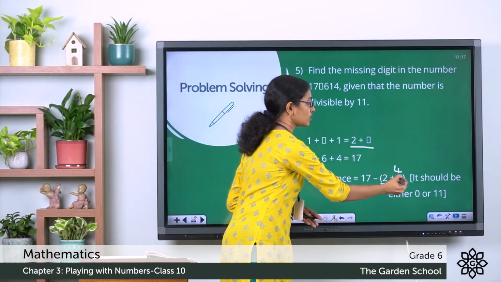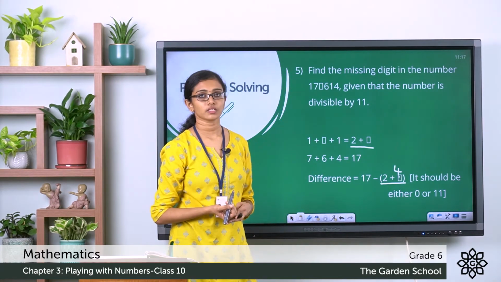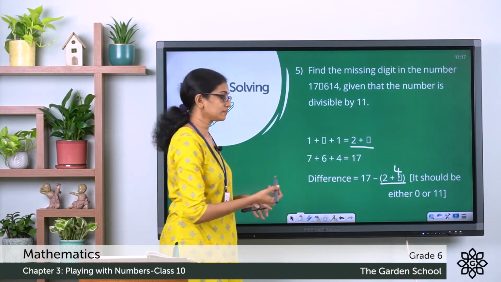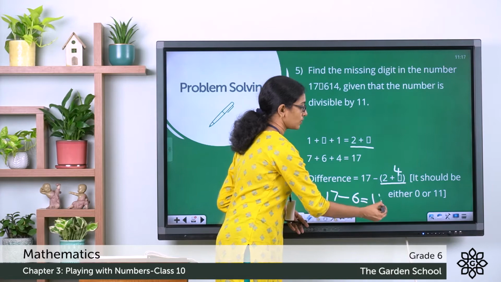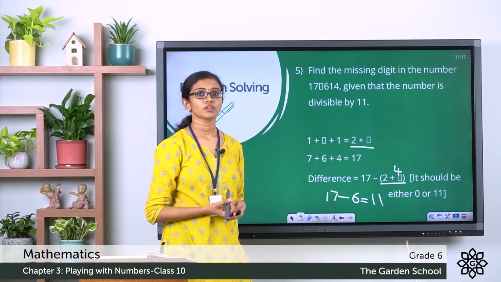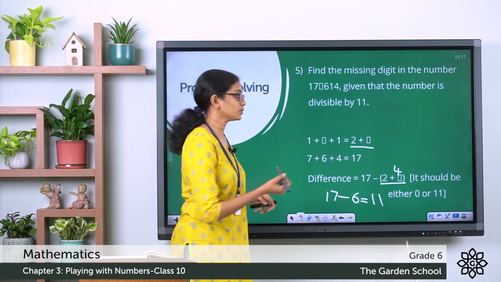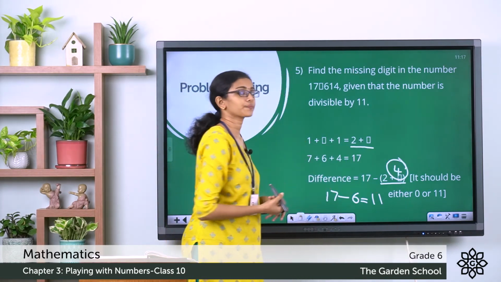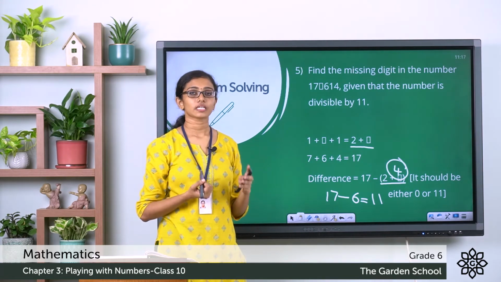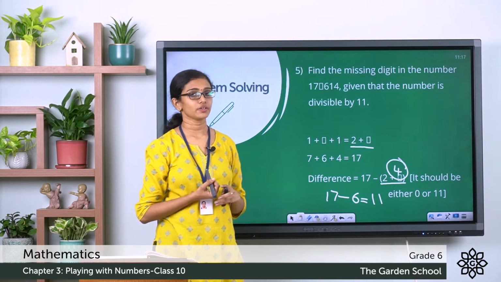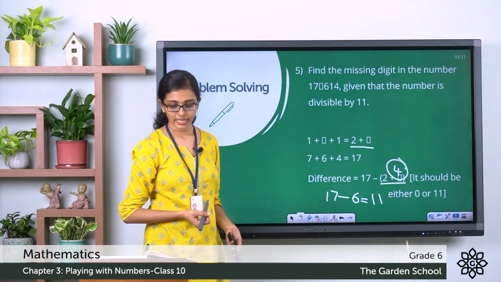If this is 4, then this sum becomes 2 plus 4, which is equal to 6, so that the difference becomes 17 minus 6, which is equal to 11. So what is the digit that we should use in the place of dash? We should use the digit 4. Now you can recheck the condition for divisibility by 11 and verify your answer. Hope this is clear to you. Now let's discuss the next question.